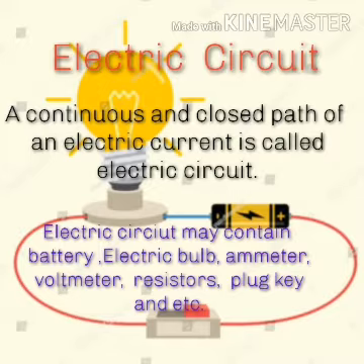Electric circuit. What is electric circuit? A continuous and closed path of an electric current is called electric circuit. That means the flowing path of electric current is called electric circuit.